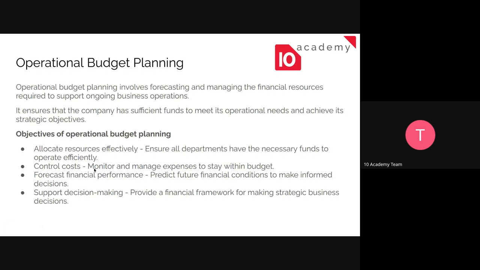Control costs: it helps to monitor and manage expenses and stay within the budget, because whenever there is a new expense, we're not going to just jump and pay for it. We're going to look at our budget and look for ways to avoid that. And forecast the financial performance: budgeting helps us to predict or forecast future financial conditions, to make informed decisions. The last one is in relation to this one: it supports us in the decision making process by providing us a financial framework.